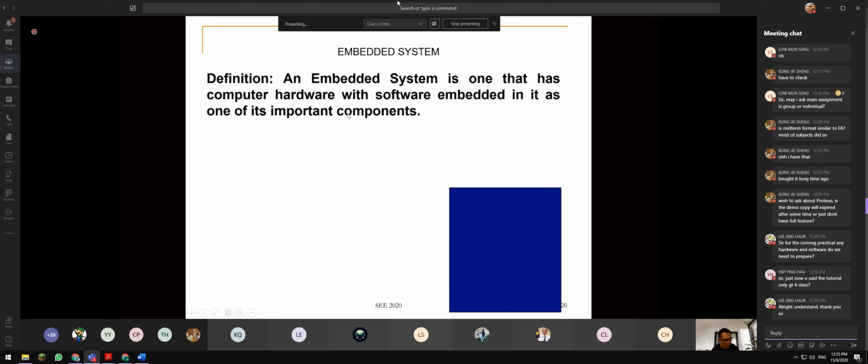Okay, so first of all, let us see what is embedded system design. Class, remember all the ones I discussed here. At the end of the session, we have the quiz. So what is embedded system design? There are a lot of definitions of embedded system design, because this term started so many years ago, in 1970. At that time, the technology was not as good as nowadays. So there are a lot of definitions. The one I just copied and pasted from an IEEE journal is that an embedded system is one that has computer hardware with software embedded in it as one of its important components.